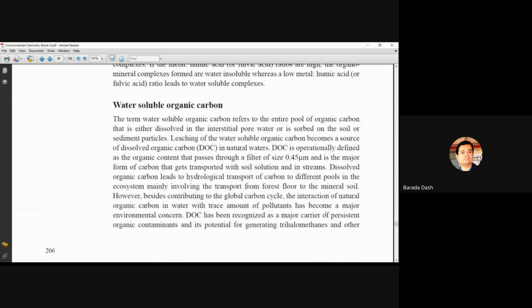So then water soluble organic carbon. The term water soluble organic carbon refers to the entire pool of organic carbon that is either dissolved in the interstitial pore water or adsorbed on the soil or sediment particles. Leaching of water soluble organic carbon becomes a source of dissolved organic carbon (DOC) in natural waters. DOC is operationally defined as the organic content that passes through a filter of size 0.45 micrometer and is the major form of carbon that gets transported with soil solution and in streams.